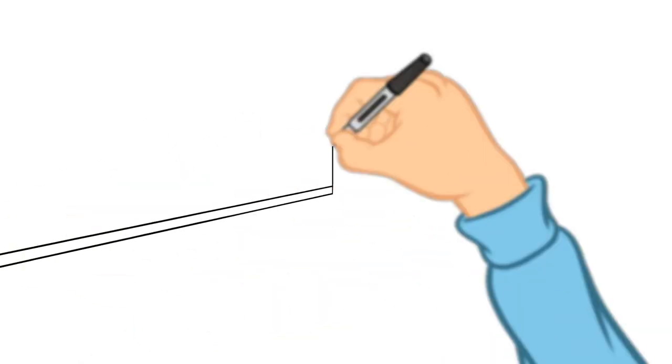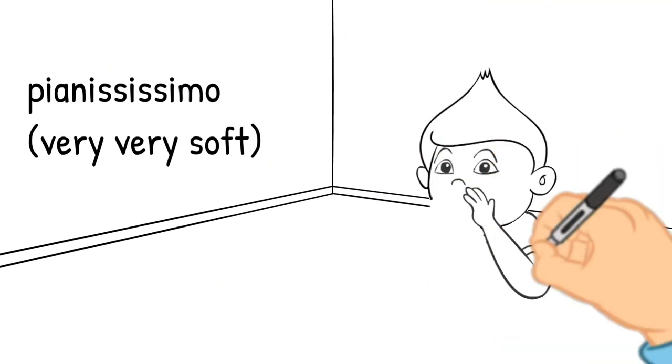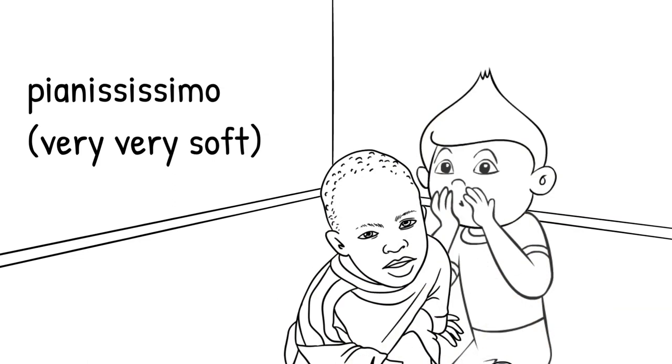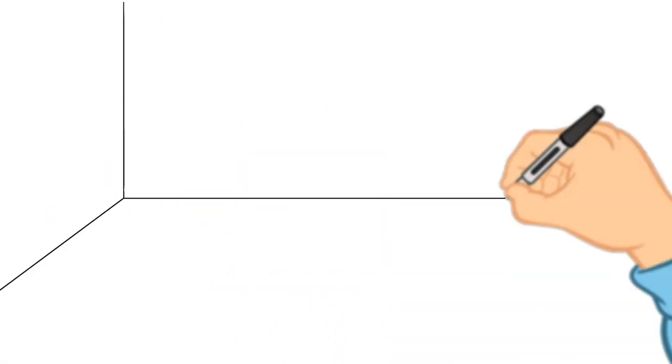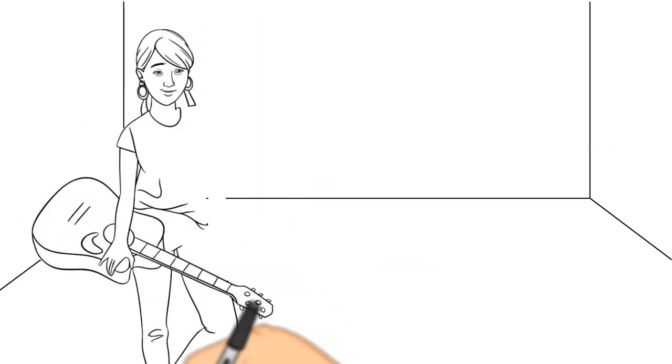PPP is pianississimo, which is very, very soft. It's like a whisper. So we don't have to be an expert musician to understand what these terms mean. We can understand what they mean just by using our voice. Let's have a look at what happens with the loud volumes.